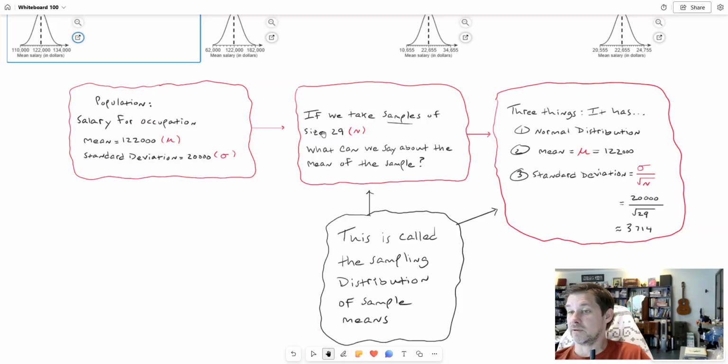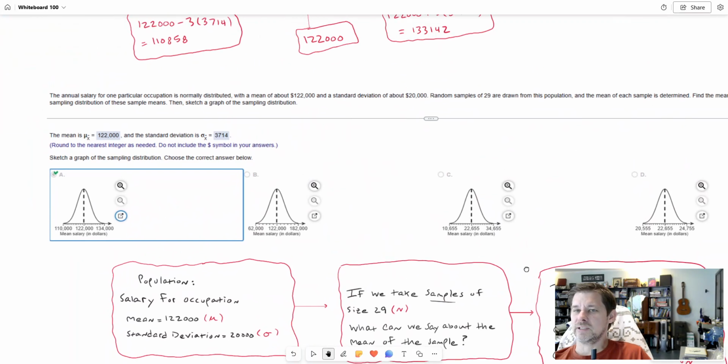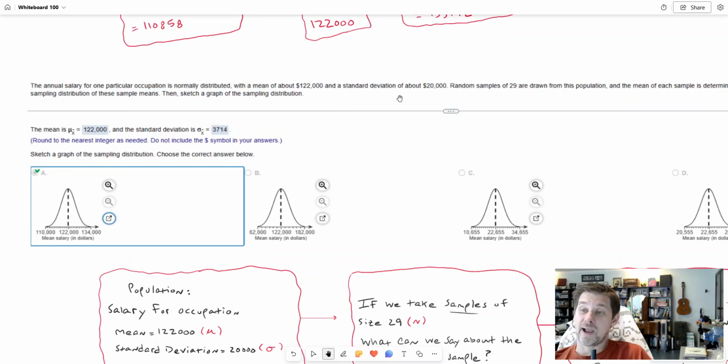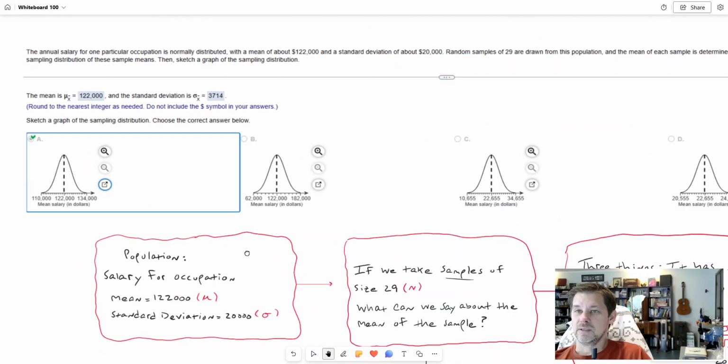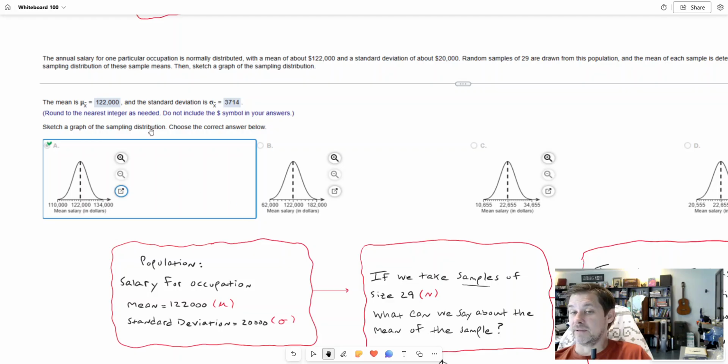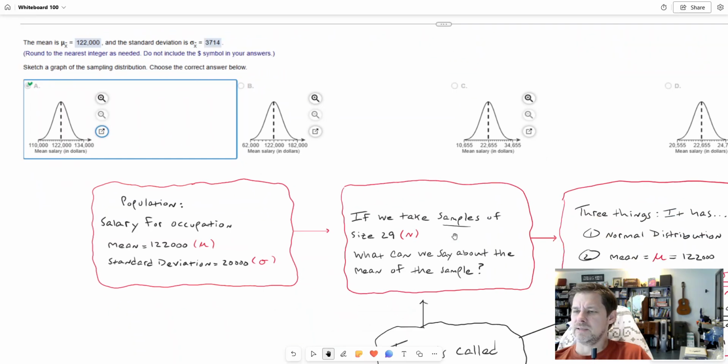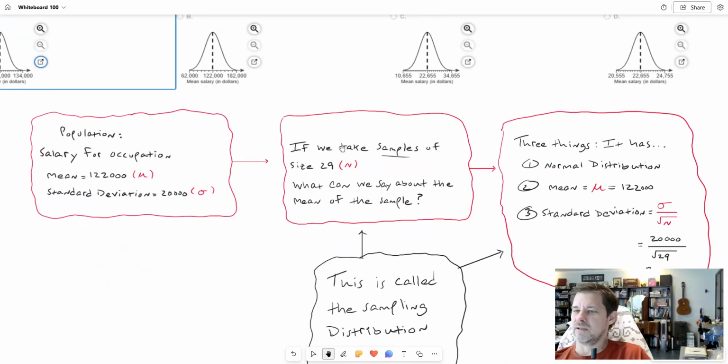So if I wanted to calculate the probability that the mean of the sample is this number or that number, I could use a normal distribution like so. Now, in this question, initially it just says that the distribution of these samples of size 29 has a mean of 122,000 and a standard deviation of 3714. So that much I showed you how to calculate with those formulas. Now beyond that, it says, what would the graph of the sampling distribution look like? Meaning, if the mean of these samples of size 29 follows a normal distribution like this, what kind of graph does it have?